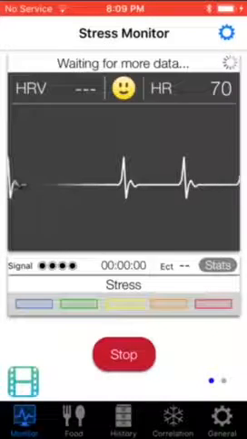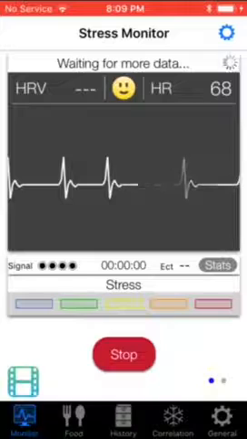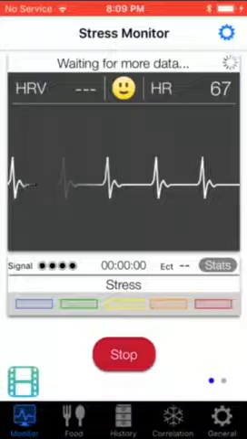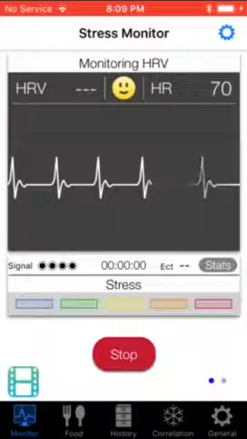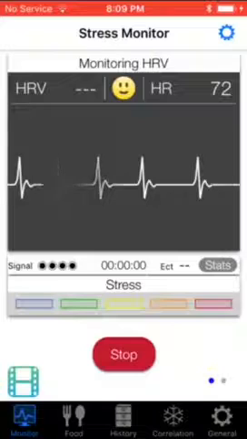This is my first time ever monitoring my heart rate variability. I mean, not my first ever time. I monitored it the last 2 days. This is my third day doing it.